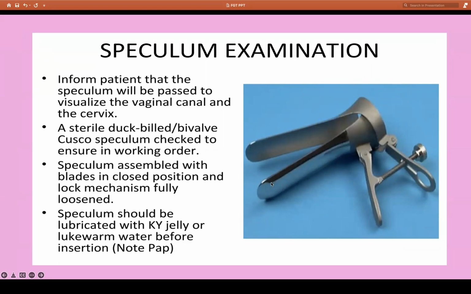Always lubricate your finger and lubricate your speculum with KY jelly. It should be available all the time. Inform the patient about the sterile bivalve Cusco speculum. And before inserting, you should always check that the screw is in working condition, not rusty.